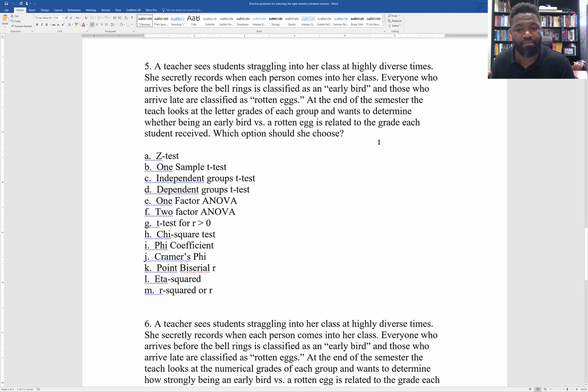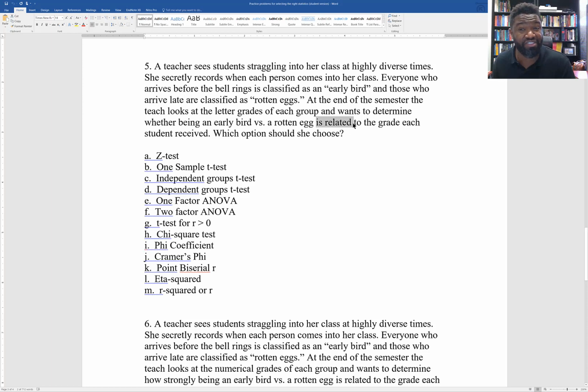Okay, and so what would we put here, right? If this is letter grade. Yeah, because we actually said that right there. She looks at the letter grades of each group. Okay, so we know that we have two groups for our independent variable, right? It's whether they were rotten eggs or early birds, so it's dichotomous. And grades clearly are going to be A, B, C, D, or F. And then she wants to know whether these things are related, right? So it's not saying anything about how strong the relationship is to sort of key you off there. So this is clearly going to be a test of statistical significance.